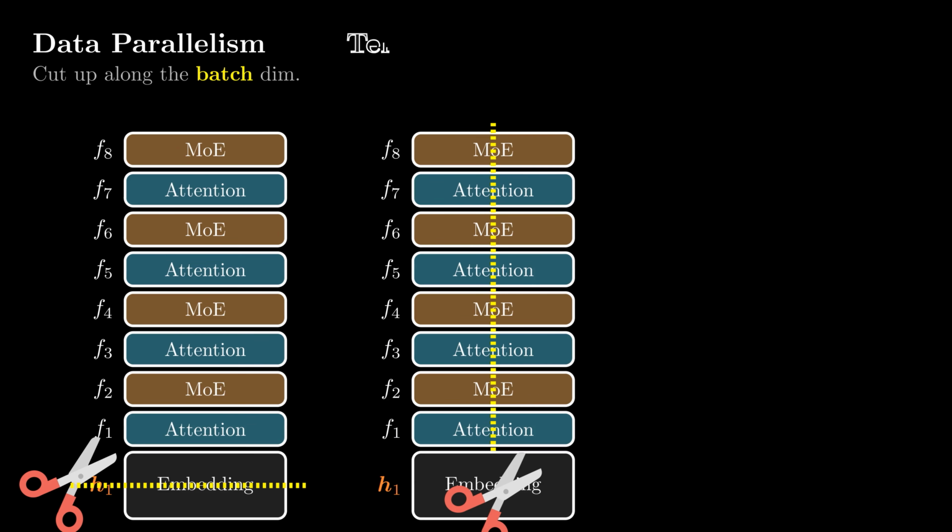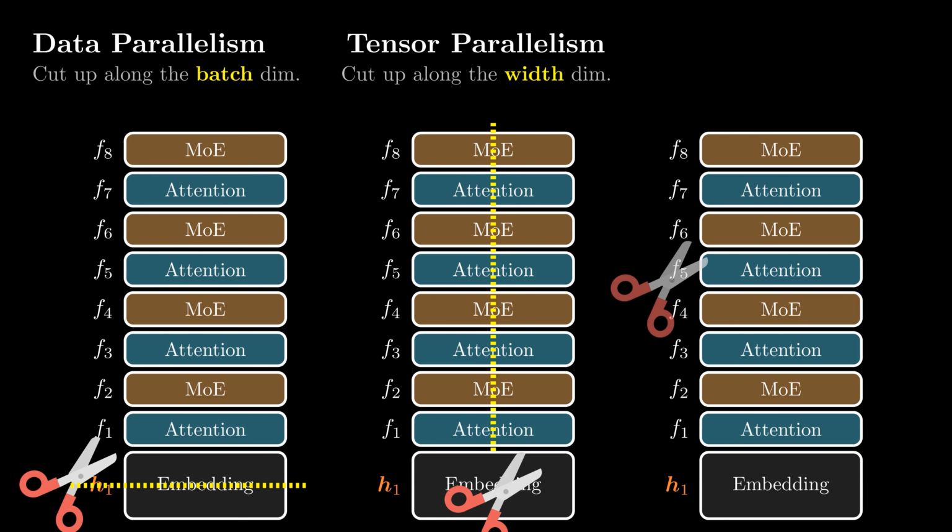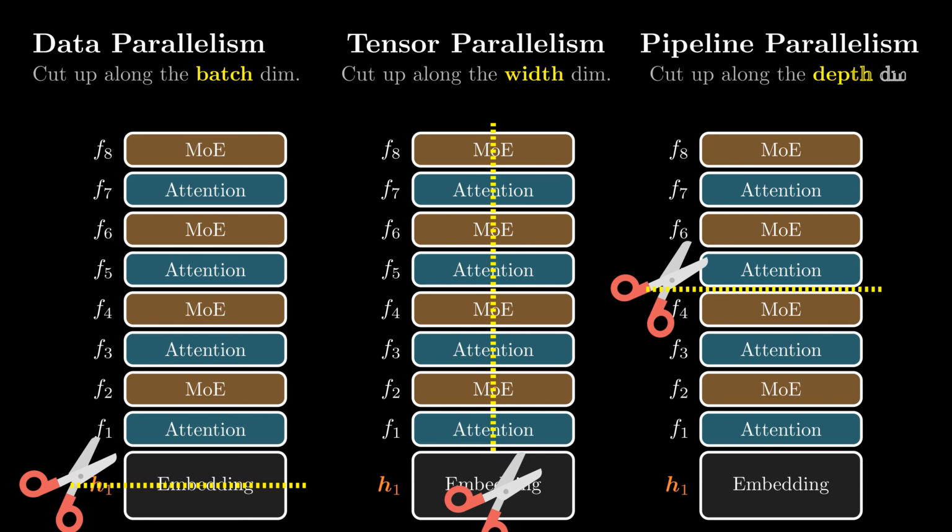Tensor parallelism splits along the width dimension, distributing individual weight matrices across GPUs. Pipeline parallelism cuts along the depth dimension. Each GPU holds a contiguous group of layers as a pipeline stage. Data flows down the pipeline. Each GPU processes its layers and hands off to the next GPU. Communication only happens at stage boundaries. This is the approach most relevant to attention residuals. Let's see how it works.